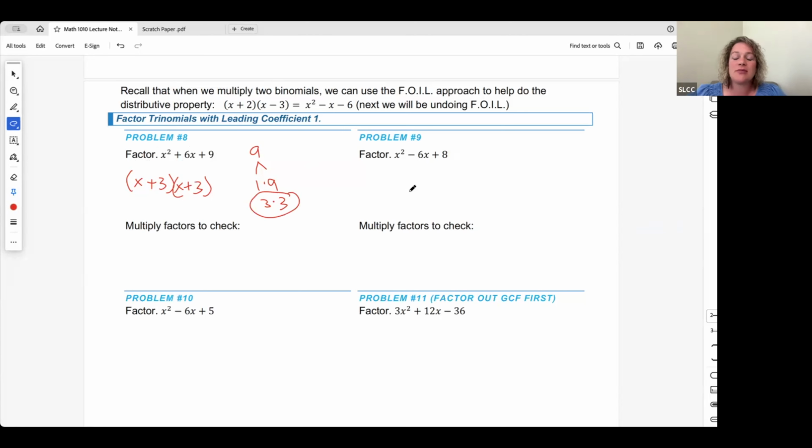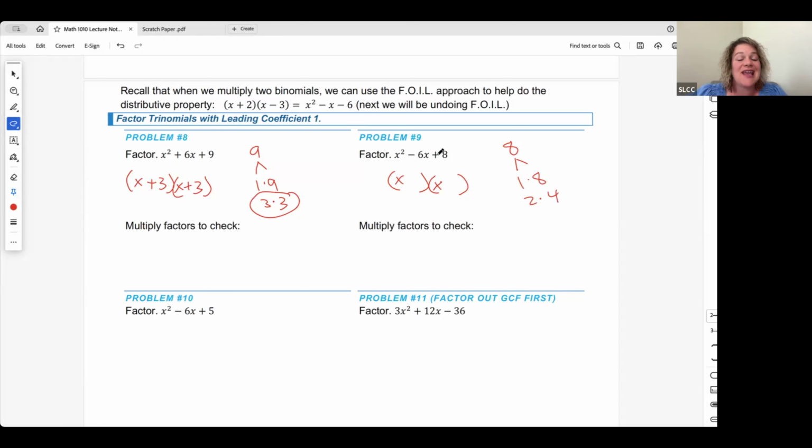Let's try it again. Problem number 9. Factor out the GCF, nothing I can take out of each term. Second, count the number of terms. Since there are 3 terms, I know I'm factoring a trinomial, and it will factor into 2 binomials. a is 1, so I just need to split x squared into x times x. Then I ask myself, what are the factors of 8? I need something that multiplies to give me 8. So 1 times 8 and 2 times 4.